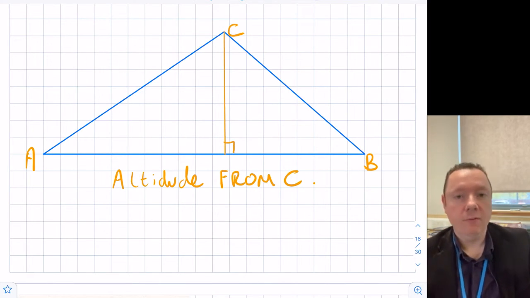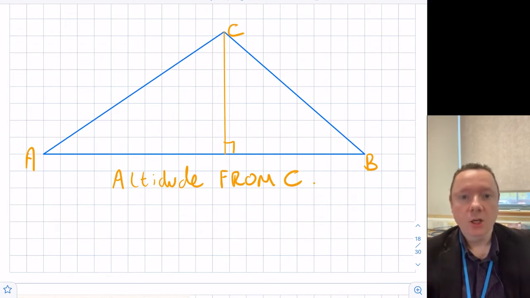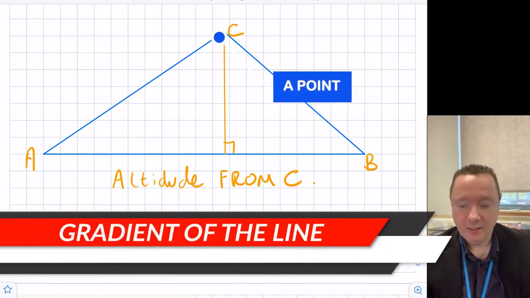Now, we're going to be looking at the equation of an altitude. If you want the equation of any straight line, you need two things. You need a point and you need the gradient of the line.